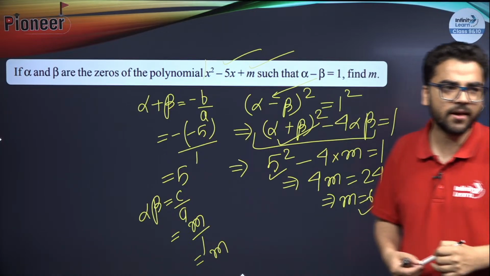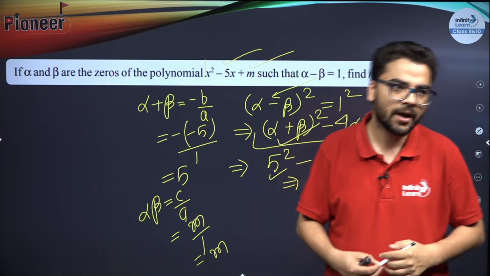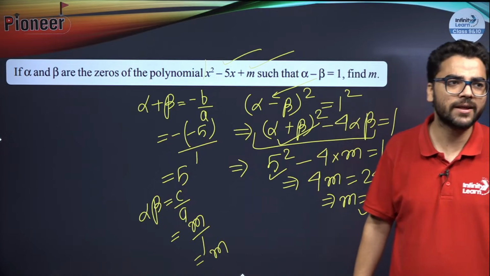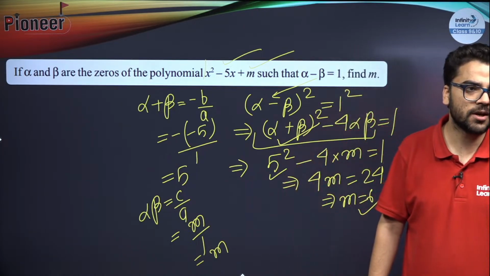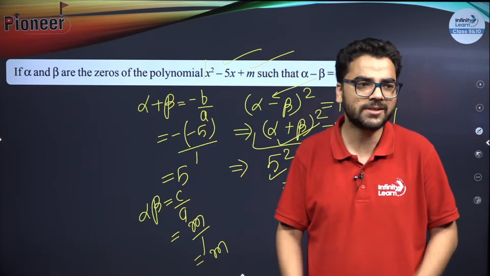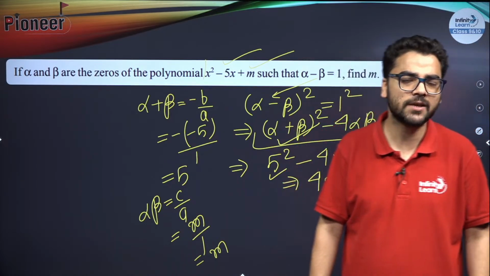Is the question clear? Very good. Is the question clear to every student in this session? Correct. m is equal to 6 is the answer. I hope it is clear to every student in this session.